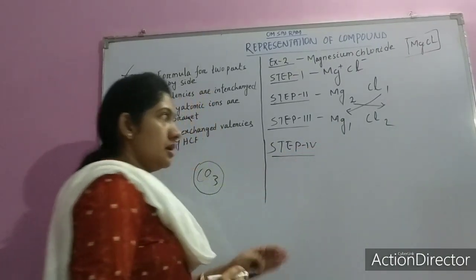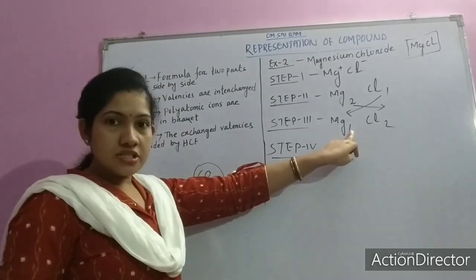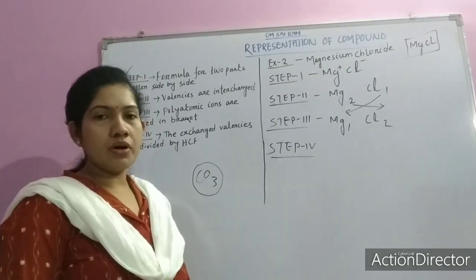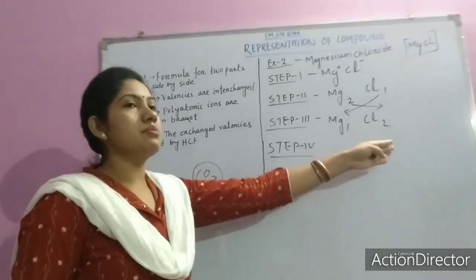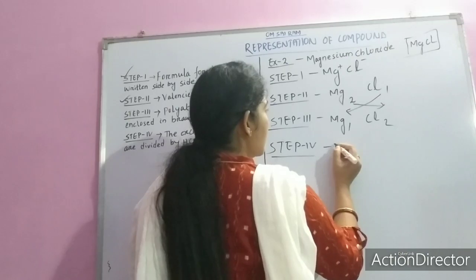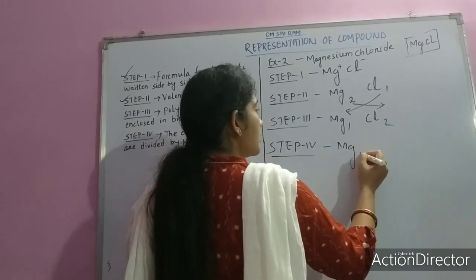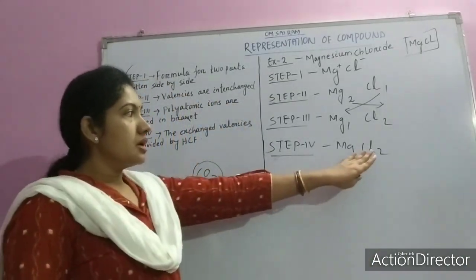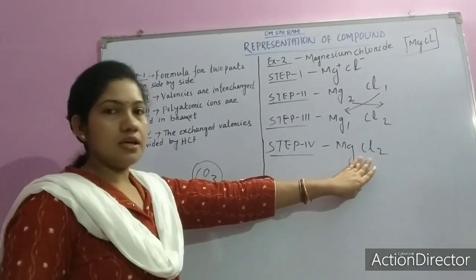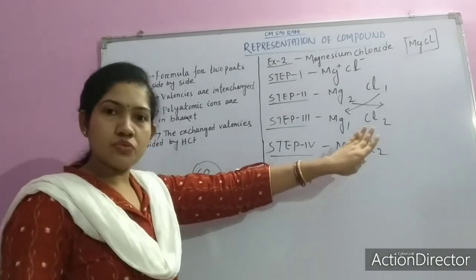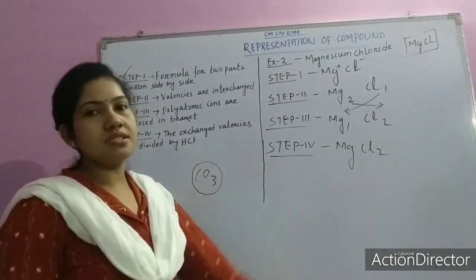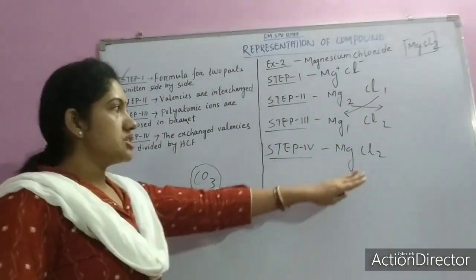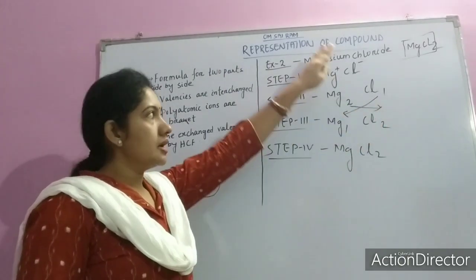Now in the last step, we divide each of the interchanged valencies by its highest common factor. What will be the highest common factor of 1 and 2? 1 only, so we get the same result: MgCl2. Remember, we need not write 1 here, because if you do not write 1, it represents 1 only. So the formula of magnesium chloride is MgCl2. Like this you have to derive.